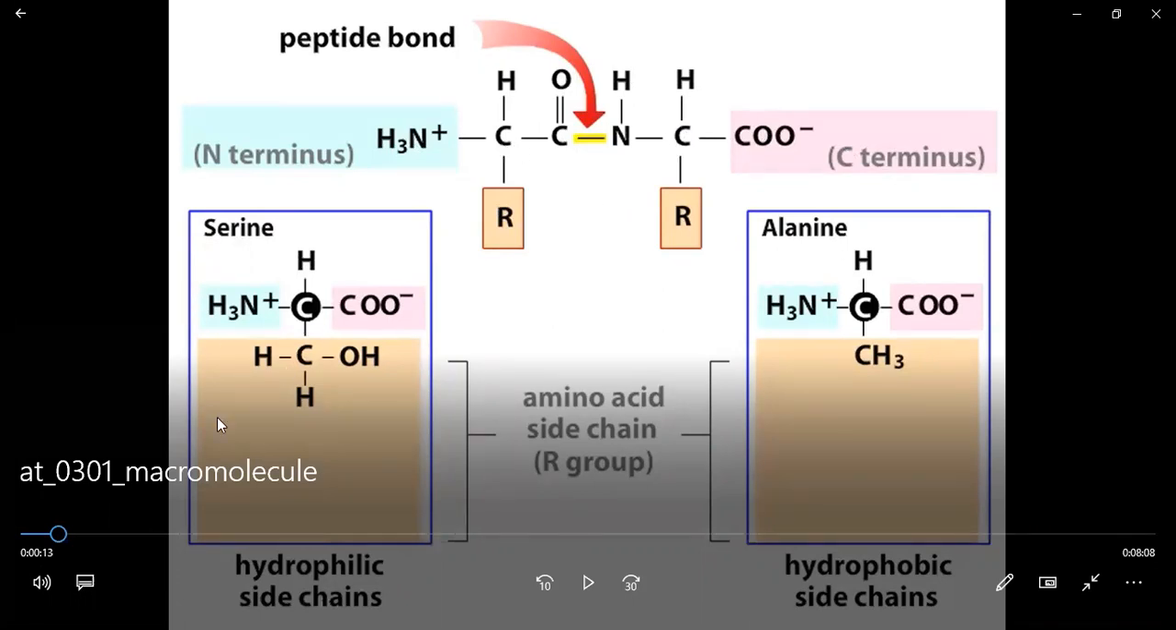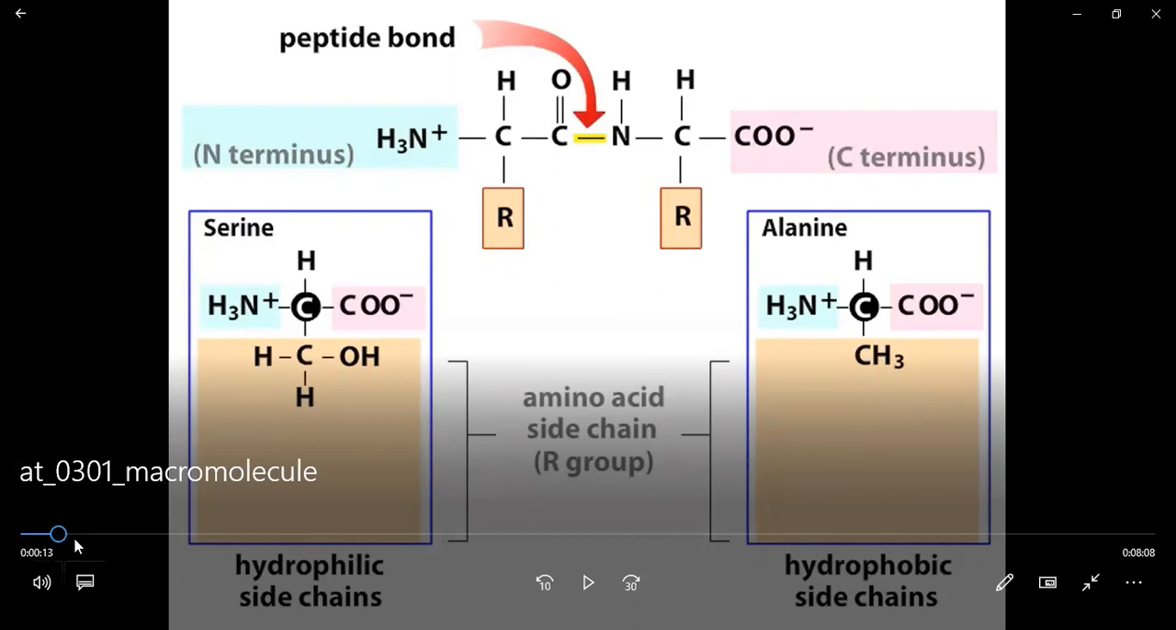Here are hydrophilic side chains; this is the amino acid side chain, the R group. It is hydrophilic because it is having a hydroxyl group. It can make hydrogen bonds. Here is a hydrophobic side chain because only a methyl group is there. So on the basis of the side chains, an amino acid can be classified as hydrophilic if it has any group which can make a bond with water, and hydrophobic if it cannot react with water. So these things are there in this video: one is the peptide bond, second is the hydrophilic side chain and hydrophobic side chain.